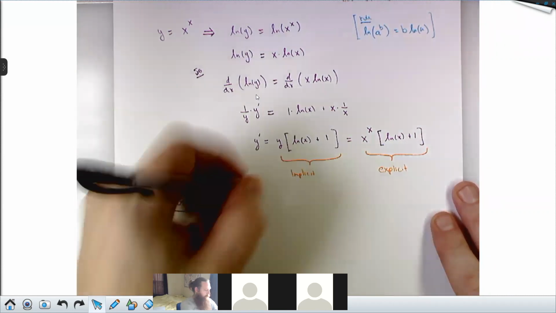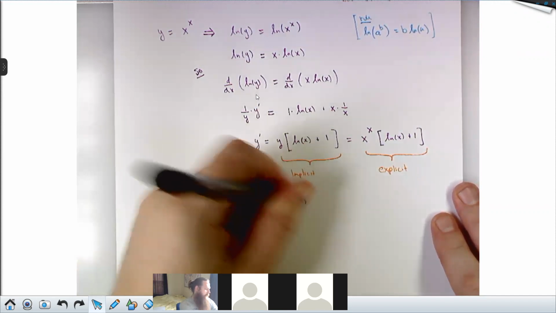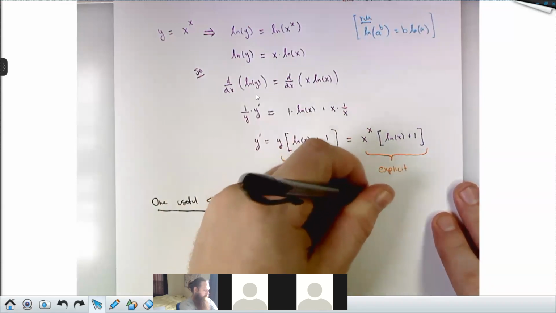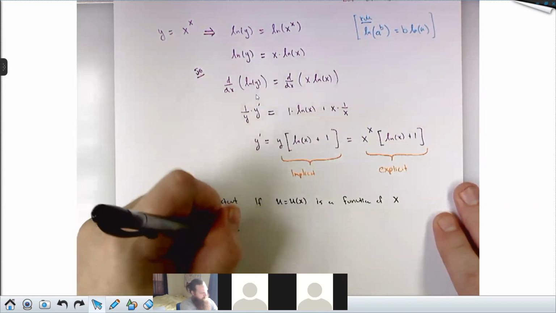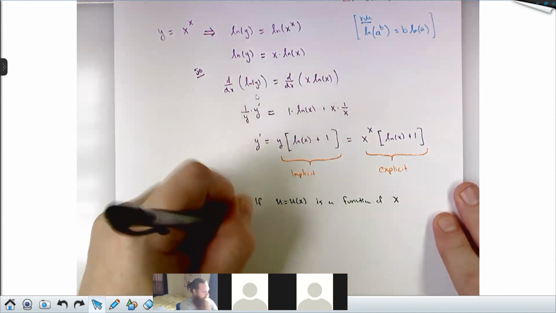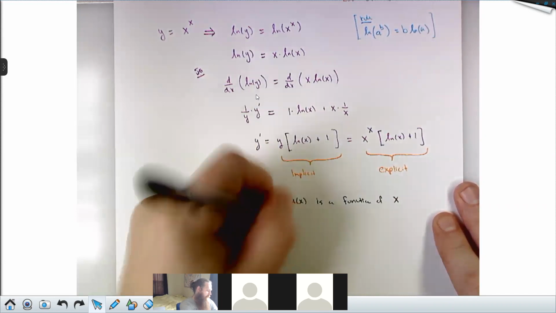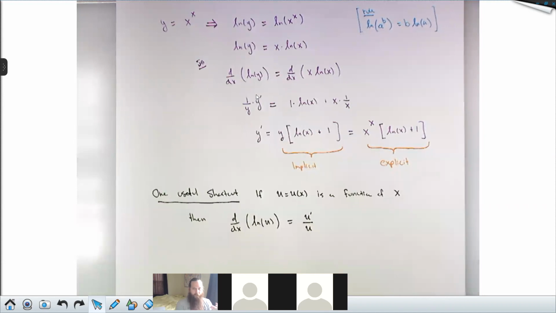It's really just the chain rule, but if u equals u of x is a function of x, then the derivative d dx of the natural log of u is u primed over u. All right, we've been writing it as like 1 over the inside times the derivative of the inside. But that's the same as the derivative of the inside over the inside.